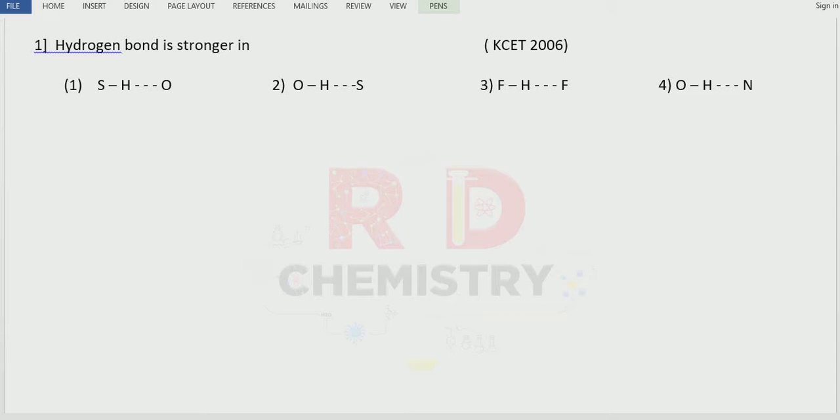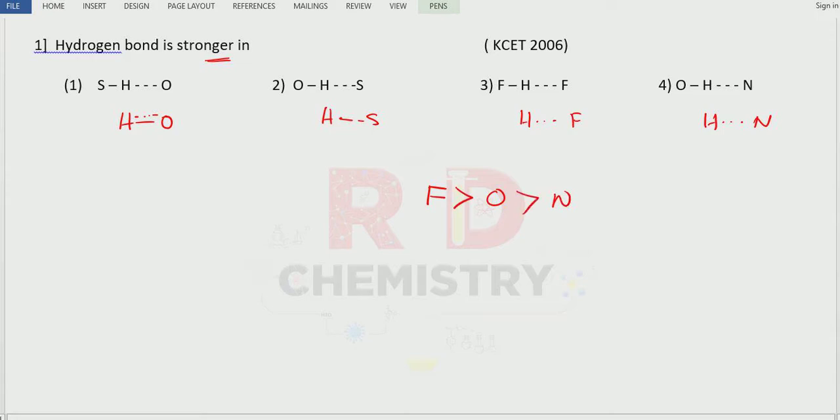Question number 1. Hydrogen bond is stronger in which one? Here hydrogen is attached to oxygen. Here hydrogen is attached to sulfur. Dotted lines represent hydrogen bonding. Here hydrogen is attached to the fluorine atom. Here hydrogen is attached to nitrogen. You have to remember the three most electronegative elements: fluorine, oxygen, nitrogen. Fluorine is most electronegative compared to oxygen and nitrogen, and fluorine is the smallest element.